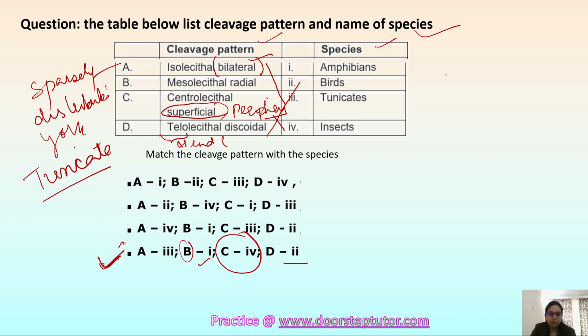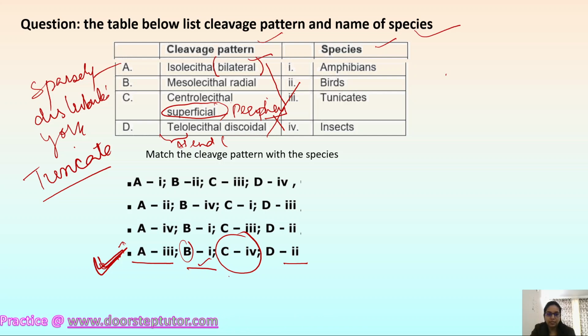So the correct option is the fourth, that is A with the third, B with the first, C with the fourth, and D with the second. So this one is the correct option.